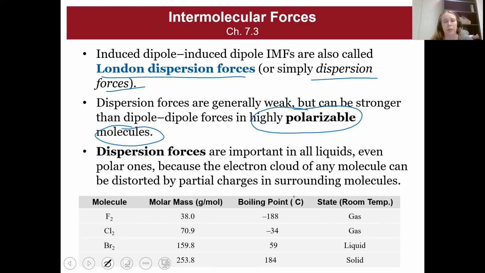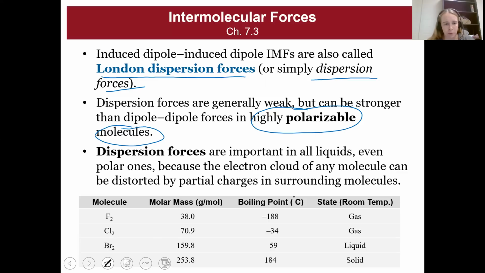Dispersion forces are important in all liquids, even polar ones, because the electron cloud of any molecule can be distorted by partial charges in surrounding molecules. So this is important to note: we have dispersion intermolecular forces in every molecule ever. Every interaction of atoms and molecules in a pure substance includes dispersion forces, always. So if I ever ask you what intermolecular forces are in this system, you should always answer dispersion. These other ones might also exist, but always dispersion.